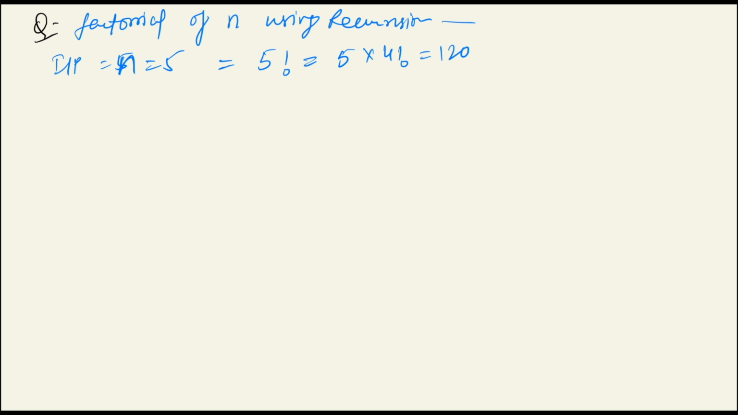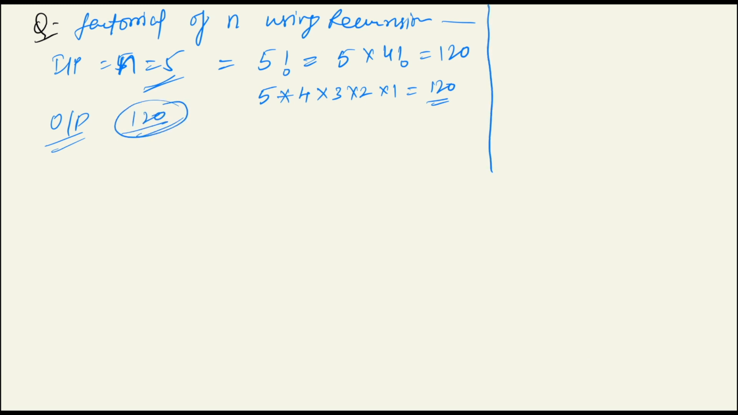How will we calculate this? We have to multiply from n to 1. So n equals 5, so we will multiply each term from 5 to 1, like 5 into 4 into 3 into 2 into 1, that will be 120, right? So this is our input and this is our output. Output will be 120, the factorial of 5.